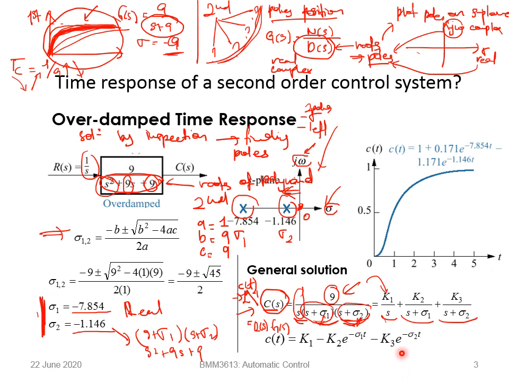What we will do next is find the coefficients k1, k2 and k3 in your partial fraction. We will not do the partial fraction again in this part. I'll let you do the partial fraction.